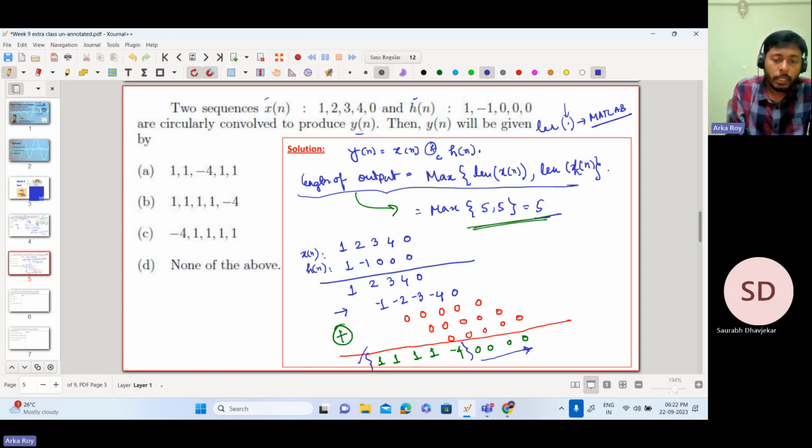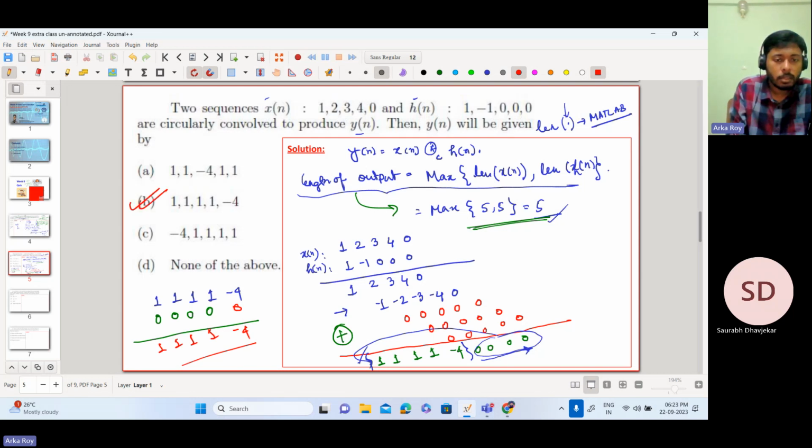But in practice, what we do is keep these 5 bits fixed, because we know the length of the output is 5. So I will keep this sequence fixed, and then I will add this with this particular 5-length sequence. So here it will go 0, 0, 0, 0. And because there is nothing, we consider the value here also as 0. And then I will add it up, and I will get the final answer.